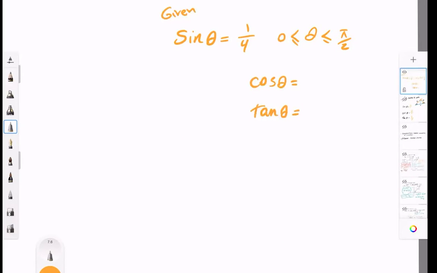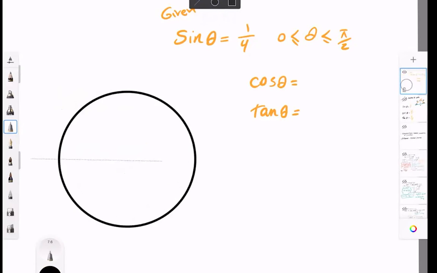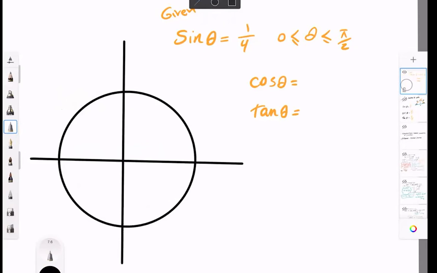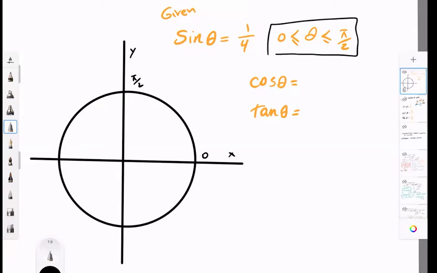In order to solve this, we need to draw a circle. We draw a circle, and we have x and y, correct? Now our job is to see in which quadrant theta is. They said theta is between 0 and pi half. This is 0, and that's pi half. That means on this quadrant, we need to draw a triangle.